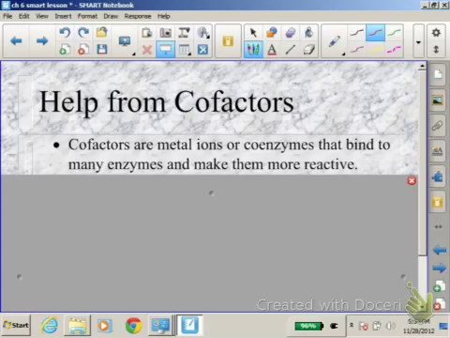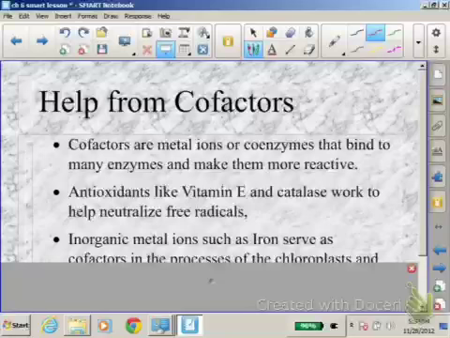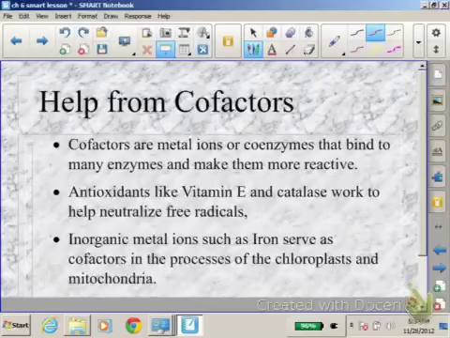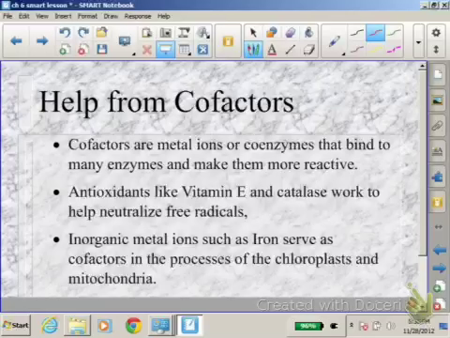If you look at number 24, it says describe 2 examples of cofactors. I'm sorry I didn't leave you enough room there. But for 24, it says cofactors are metal ions or coenzymes that bind to many enzymes. I'm sorry, I messed up.